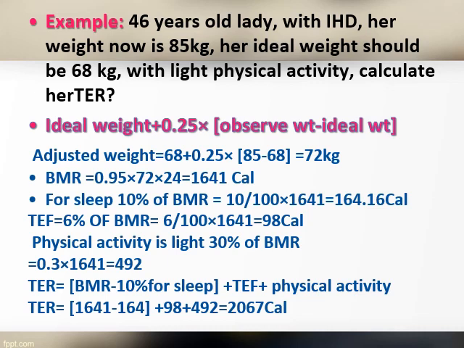And don't forget to subtract the 10% of sleep from the basal metabolic rate and calculate the thermic effect of food. We use the thermic effect of mixed food, which is equal to 6% of basal metabolic rate, then the physical activity, which is light. So we have to multiply the basal metabolic rate by 0.3. Then we can calculate the total energy requirement by adding the basal metabolic rate and the thermic effect of food and physical activity. Therefore, the total energy requirement in this patient is equal to 2,065 kilocalories per day.